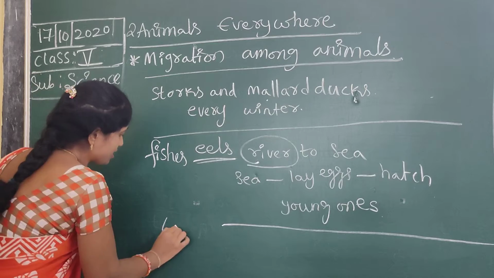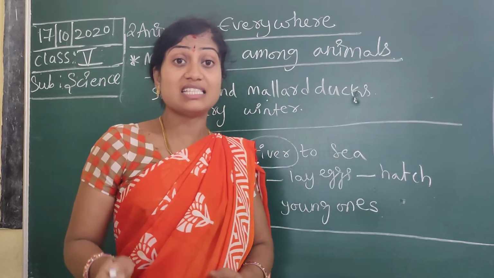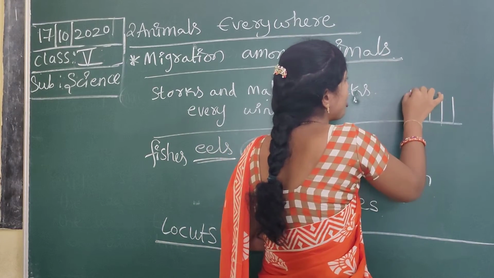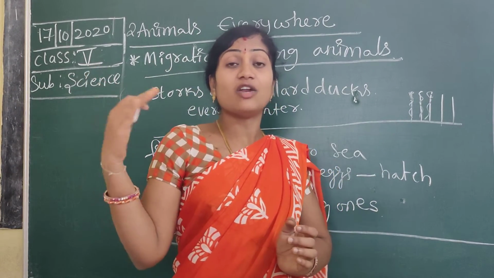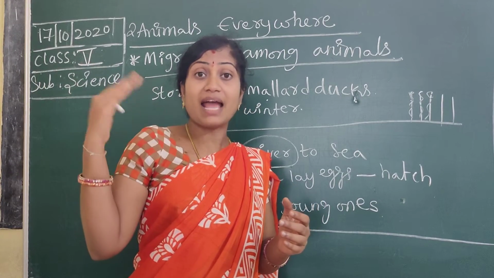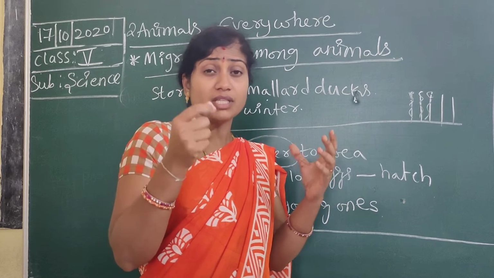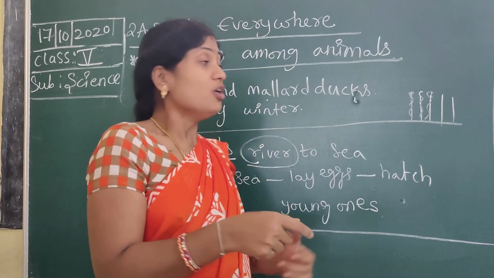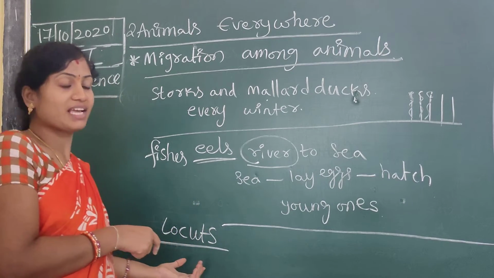Next, locusts. Okay, locusts, we know them very well. These locust swarms stand on the crops and destroy our crops. Locusts also migrate over very long distances. They come from other countries, and these locust swarms stand on the crops and destroy our crops. So this is harmful migration in locusts.